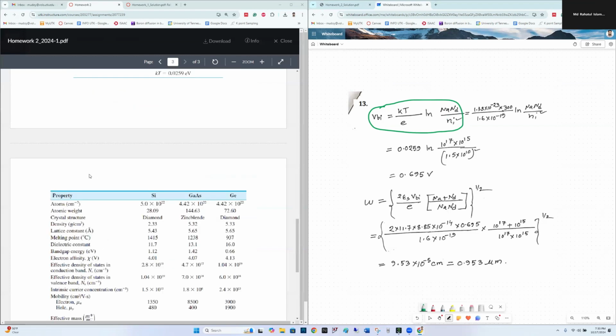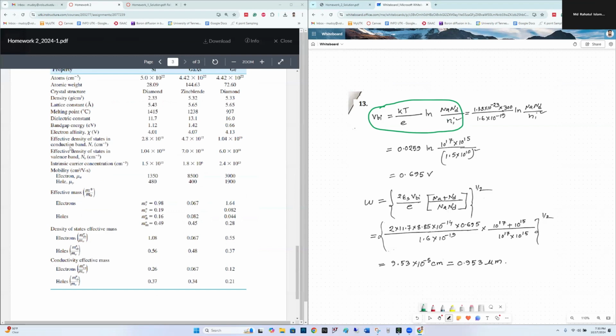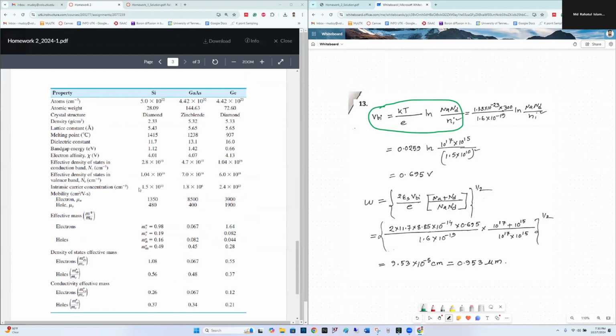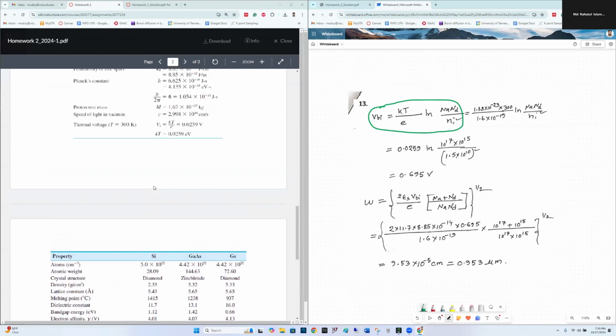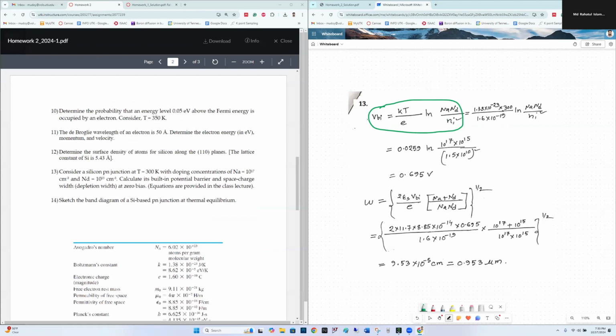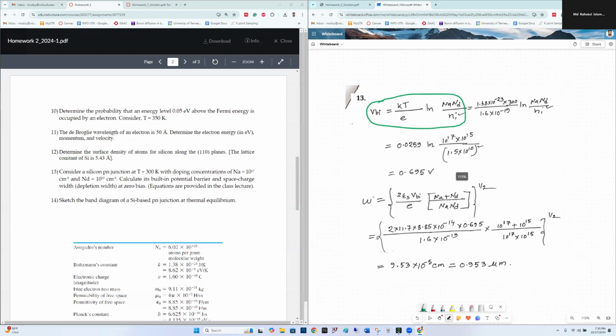Let me show you that. This is the intrinsic carrier concentration per centimeter cubed for silicon, which is 1.5 times 10 to the power 10, which is inserted here. And you will easily get the value of VBI, 0.695 volt.